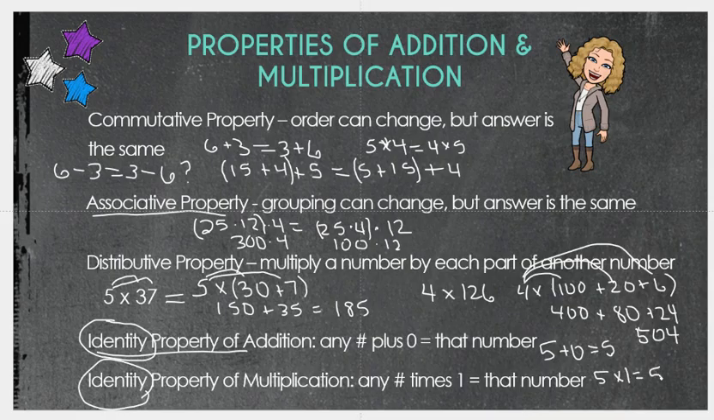And again, students will probably have seen these concepts. They'll be familiar with the idea that 5 plus 0 is 5 and 5 times 1 is 5. But this might be a new name, identity property.